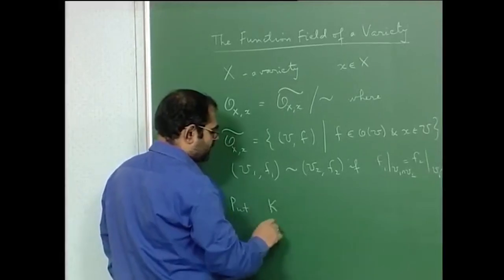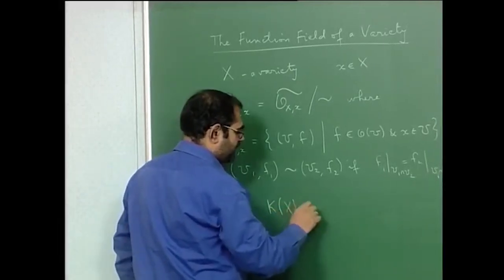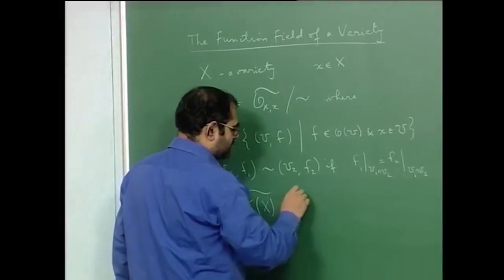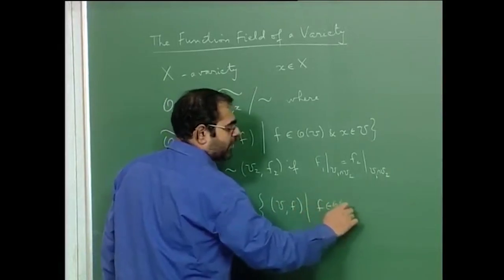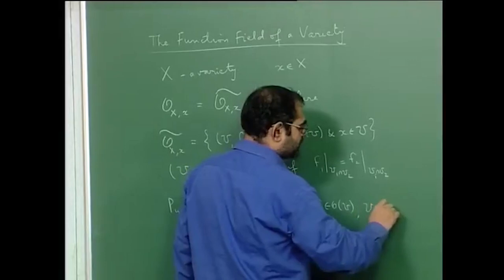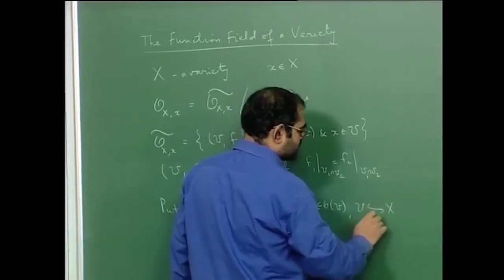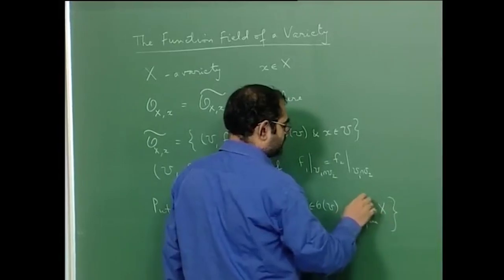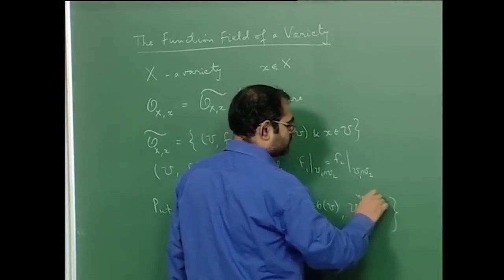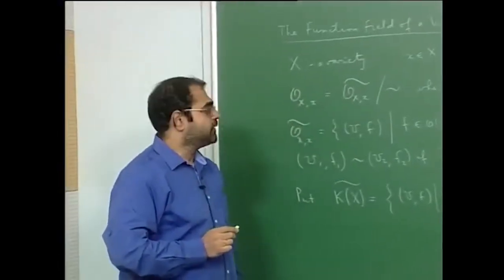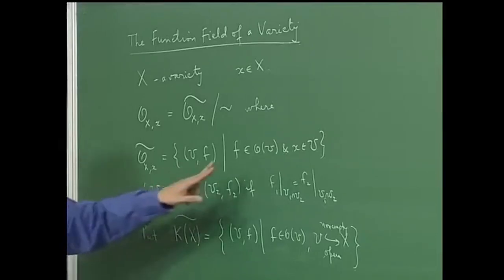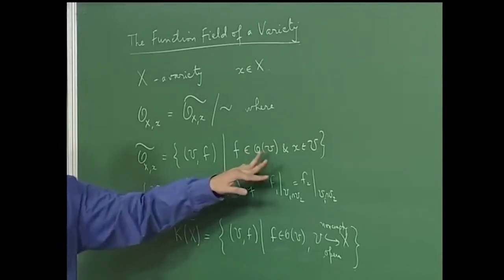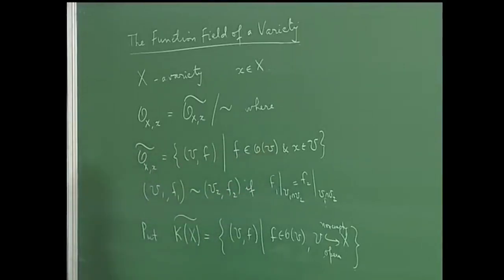You get something global. So what you do is, put k x tilde to be the set of all pairs u comma f such that f belongs to OU, and now there is no restriction on u. U inside X is an open subset, open non-empty. Of course, here also, whenever I say f belongs to OU, it is understood that U is an open subset of X. So U is a Zariski open neighborhood.